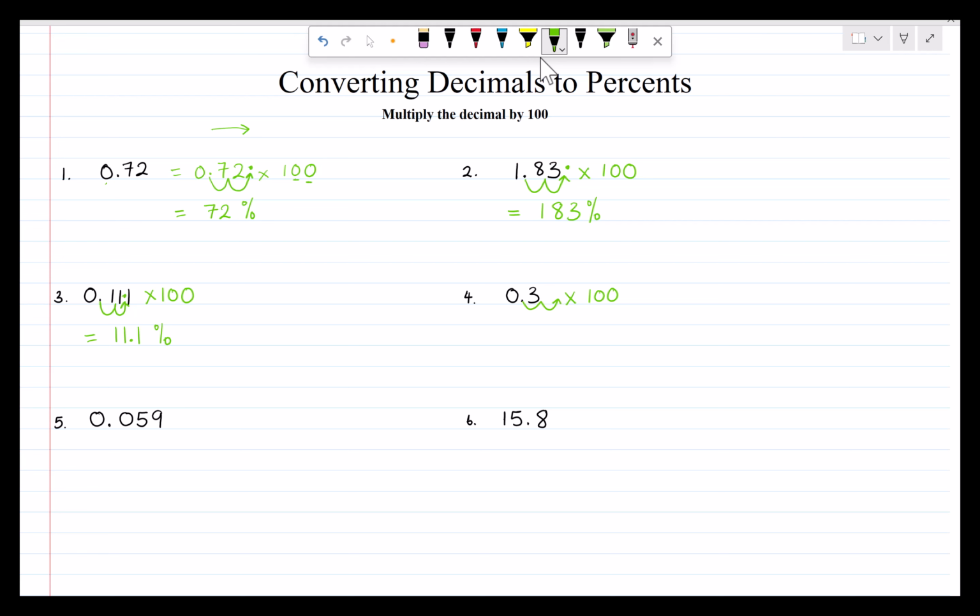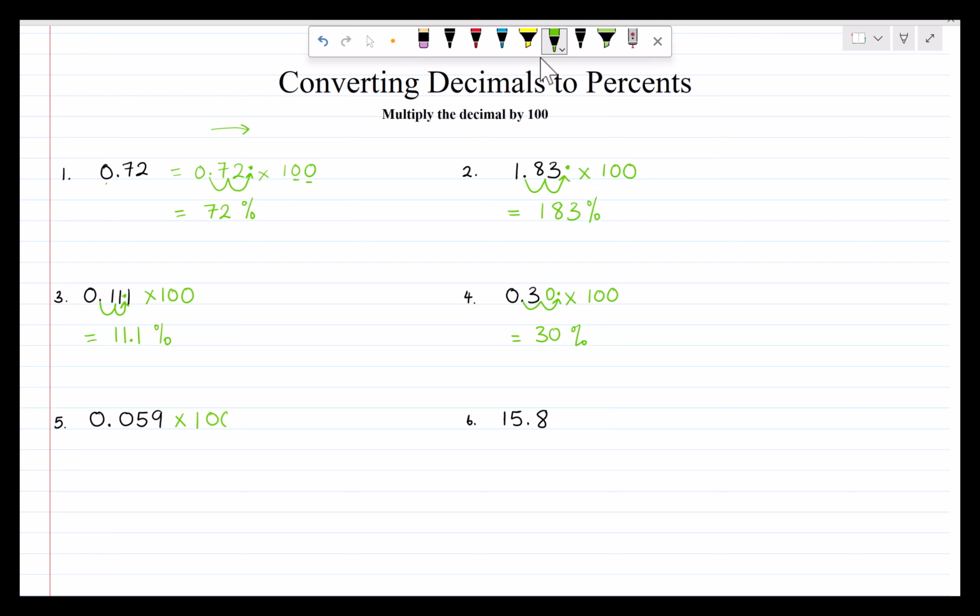Example number 4, we are multiplying the decimal by 100, and we're going to move 1, 2. Now, if there is no number here, we simply add a 0 and we'll place our decimal place right there. And now we are left with 30 as our percent. So that is 30%.